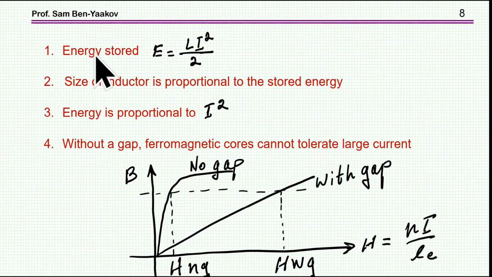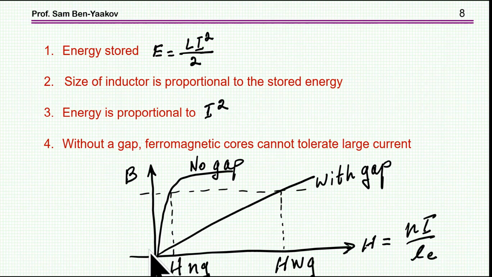Energy stored in an inductor is L i squared over 2. Now, the size of the inductor is proportional to the stored energy. And energy is, of course, proportional to I squared, so the current is very important in storing energy. Now, without a gap, a ferromagnetic core cannot tolerate large current. And the reason is, again, that cores are built of ferromagnetic material, which is nonlinear. It has a limit at saturation.